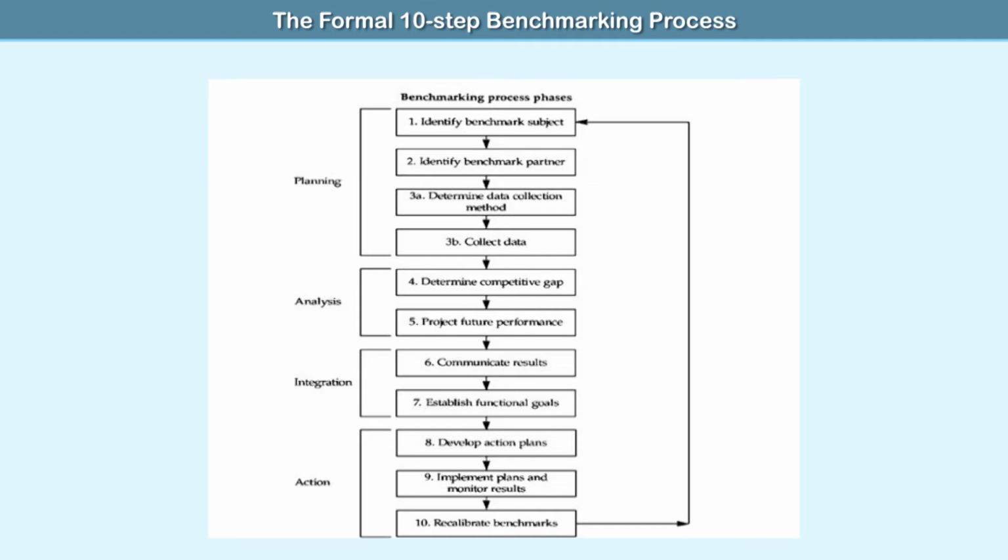The formal 10-step benchmarking process. Benchmarking process phases: identify benchmark subject, identify benchmark partner, determine data collection method, collect data, determine competitive gap, project future performance, communicate results, establish functional goals, develop action plans, implement plans and monitor results, recalibrate benchmarks.